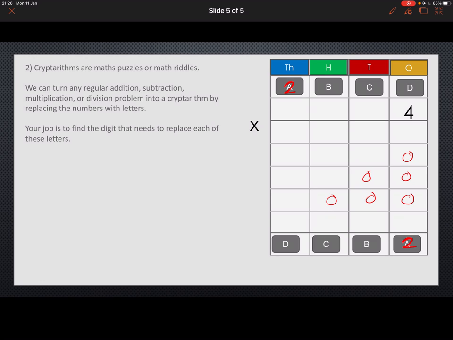You might even find some older brothers and sisters or other family members who like a bit of a math puzzle might want to do that one with you. Okay, any problems, let me know, and have fun with that one.